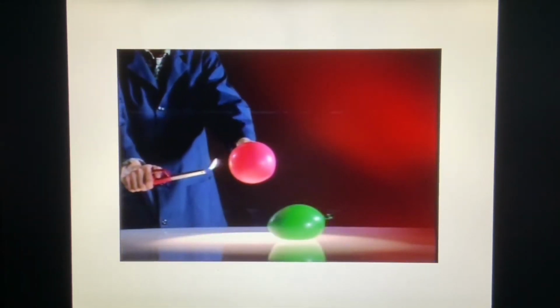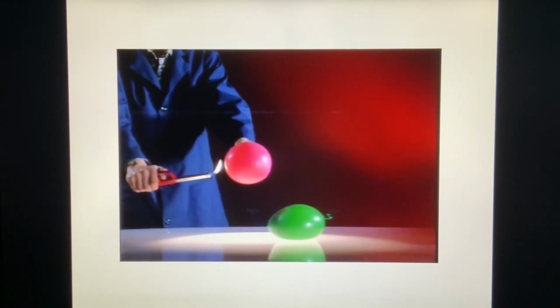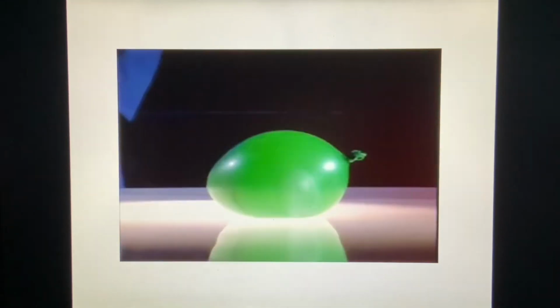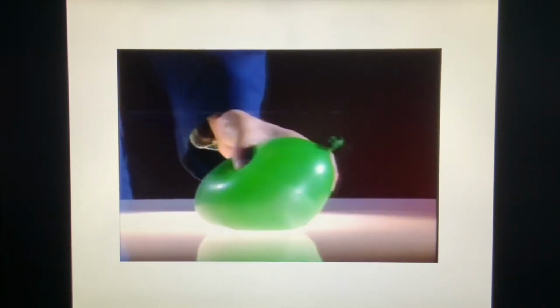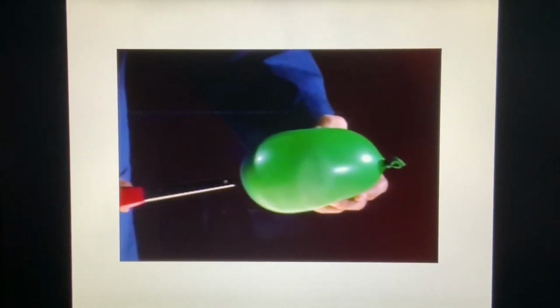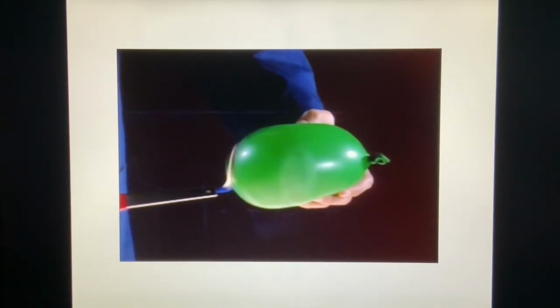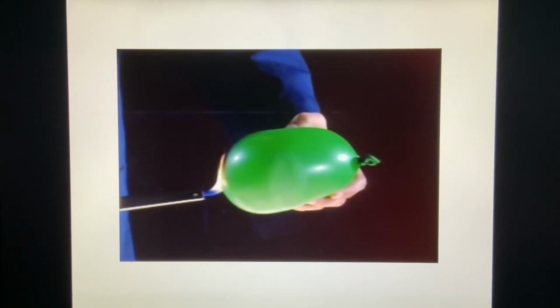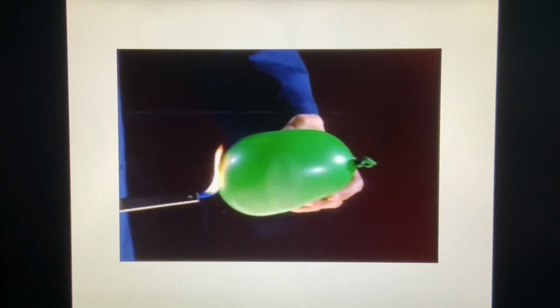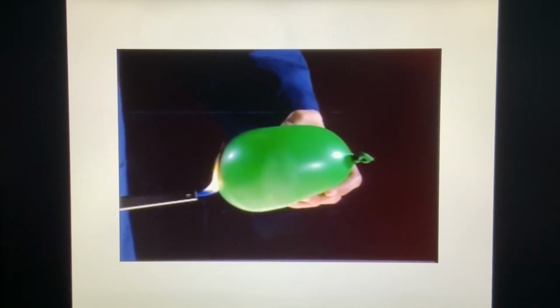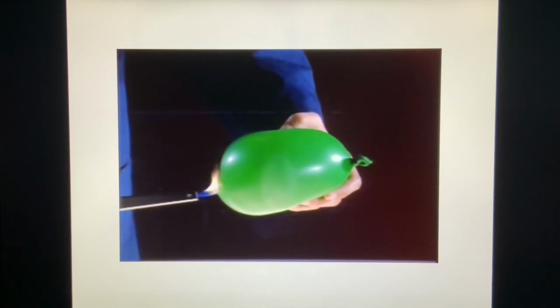When we put a flame to this balloon filled with air, the balloon explodes. But an identical balloon filled with water easily withstands the flame. The high heat capacity of the water allows the balloon to absorb large amounts of heat without a large rise in temperature.